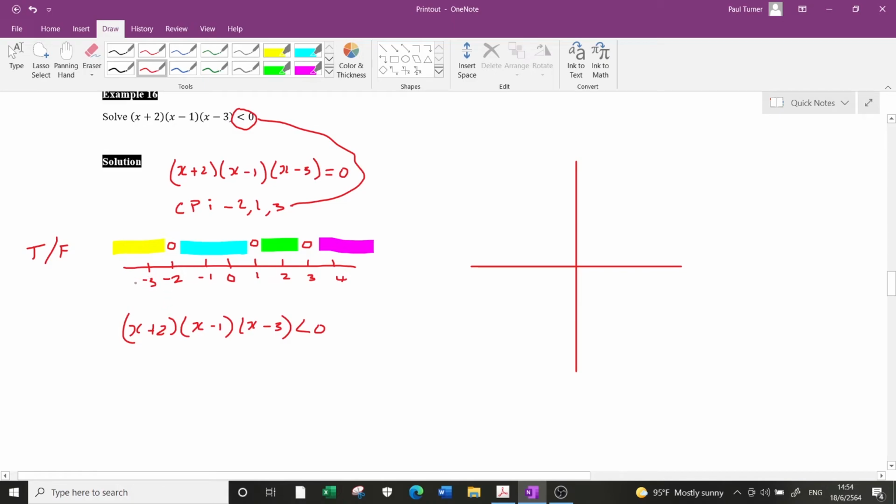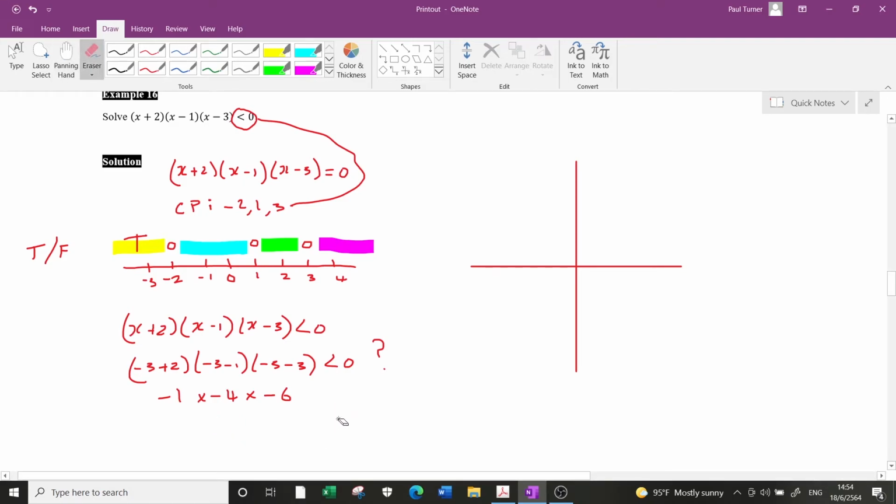So -3, let's try this number. And put -3 into your inequality. So -3 plus 2, -3 minus 1, -3 minus 3. Is that less than 0 or not? True or false? So -3 plus 2, -1, -3 minus 1, -4, -3 minus 3, -6. So -1 times -4 is 4. 4 times -6 is -24. Is that less than 0? Yes. So this is true, this area here.